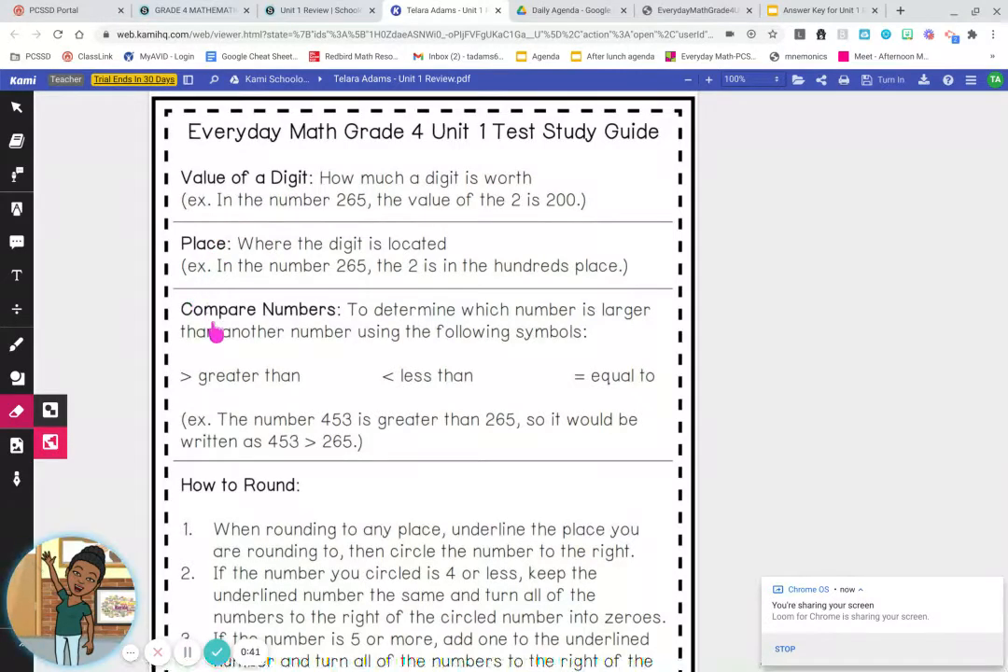Another thing to know is to compare numbers to determine which number is larger than another number using the symbols greater than, less than, equal to. The number 453 is greater than 265, so it would be written as 453, and here's our symbol for greater than, bigger than 265.